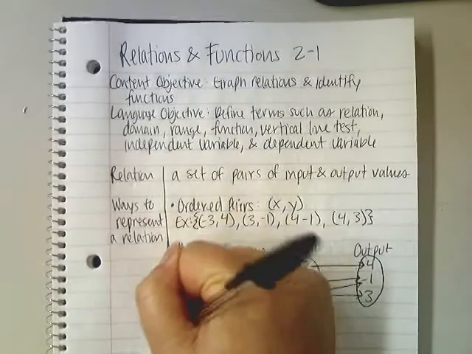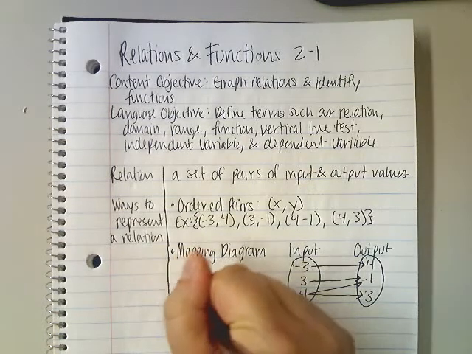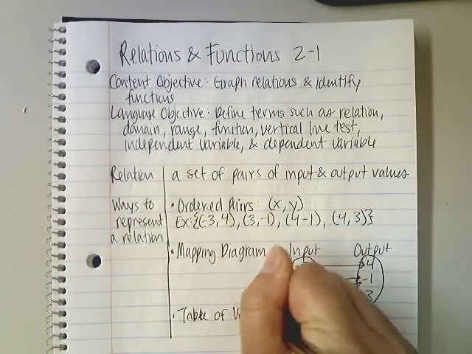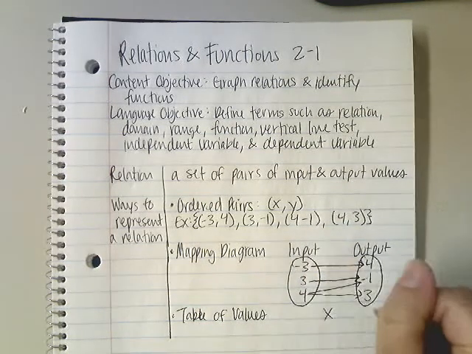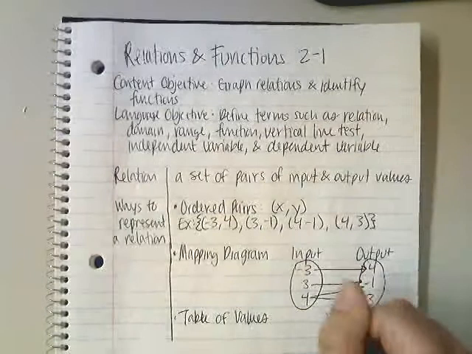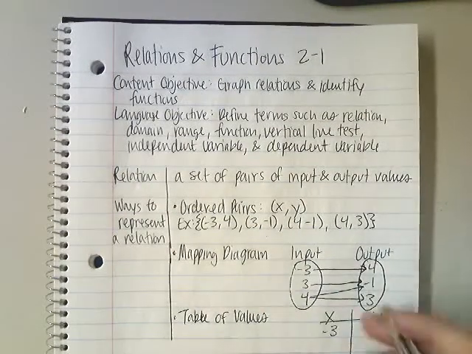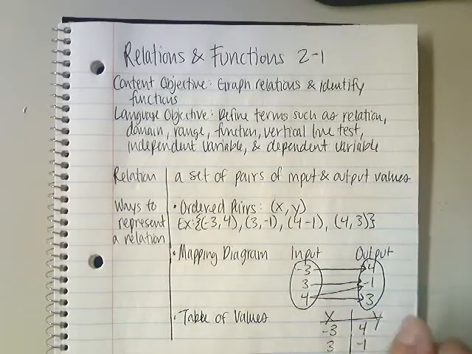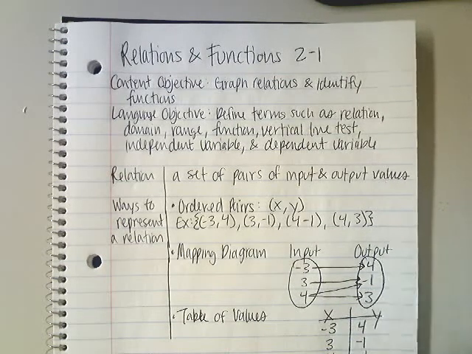The next one we're going to draw or talk about is a table of values. You have definitely seen this before as well, but this is your x and y, or your input and output, and you just list each number with its counterpart. So -3 and 4, 3 and -1, 4 and -1, and 4 and 3. So this is our table of values over here.